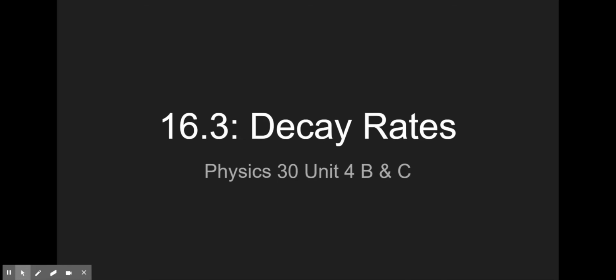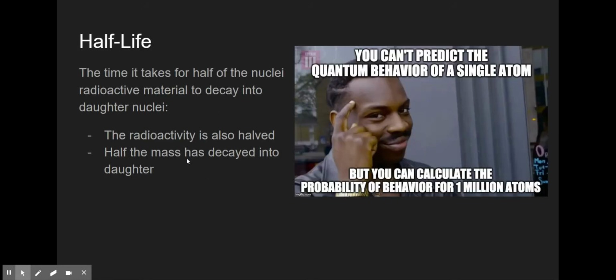All right, if you understand the basics of the different types of radioactive decay, let's talk a little bit about the rate at which radioactive decay takes place. So I like this meme because it's pretty much true to what happens here. We can't predict the behavior of a single atom, but we can certainly look at the probability of millions of atoms, and that all centers around the idea of half-life.